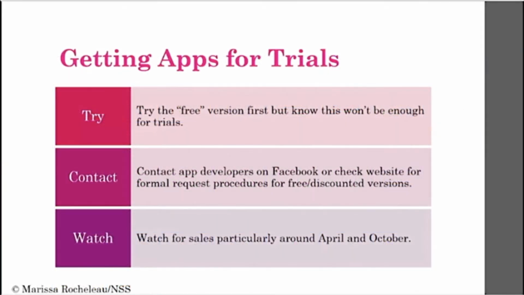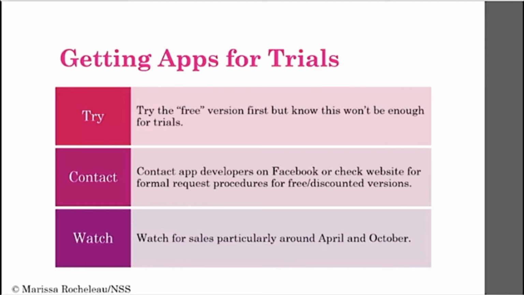Continuing on with how we get apps for trials, you can also try the free version of the app as a starting point. However, you should know that because of the reduced functionality, even just with some eliminating, say, speech output, the free version most likely won't be sufficient for your trials because you'll want all of the features available for your client to try out. Another option is to contact app developers on Facebook or check their website for formal request procedures, and that way you can get free and discounted versions of apps.